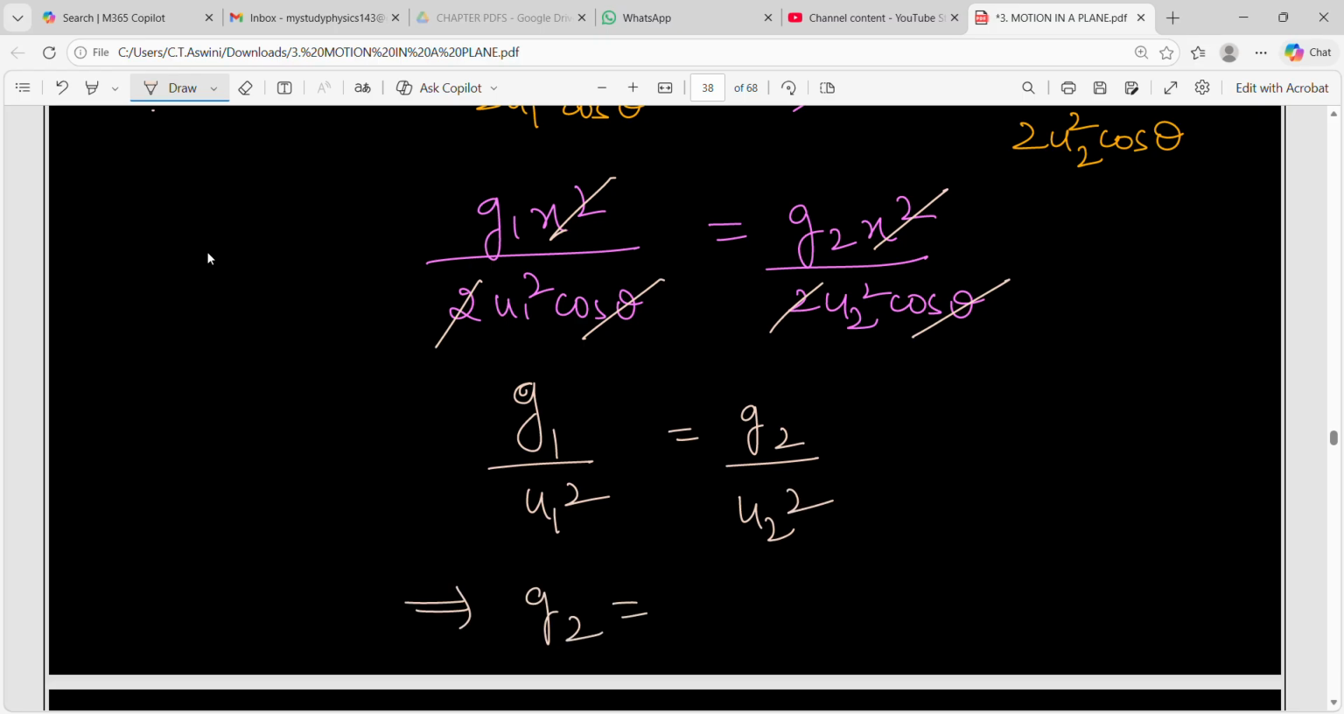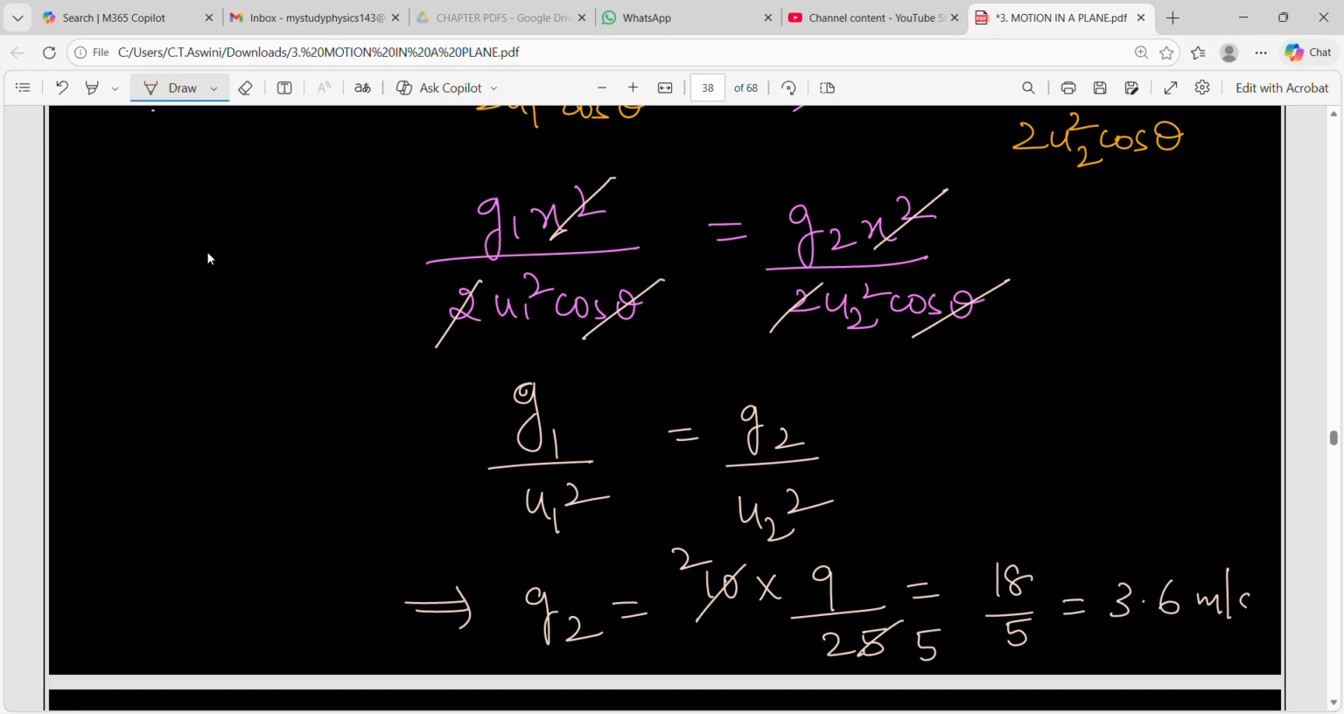So what will you get? g1, which is 10, into u2 square. What is the u2 value? u2 is 3, so 3 square is 9, divided by u1 square. What is u1? It is 5, so 5 square is 25. So how much will you get? 5 twos are 10, 5 fives are 25, so you get 18 upon 5. How much will you get? 5 threes are 15, and 5 sixes are 30. So it is 3.6 meters per second square.